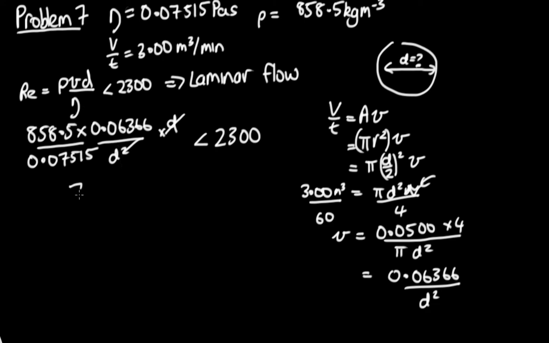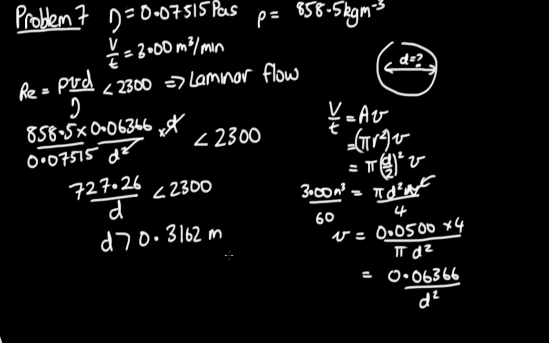This gives us 727.26 over d, and that has got to be less than 2,300. So that gives us d has got to be greater than 0.3162, and that's in meters. So we should give it to 3 significant figures, as this one here's to 3 significant figures. So this is equal to 31.6 centimeters for the diameter for our pipe.